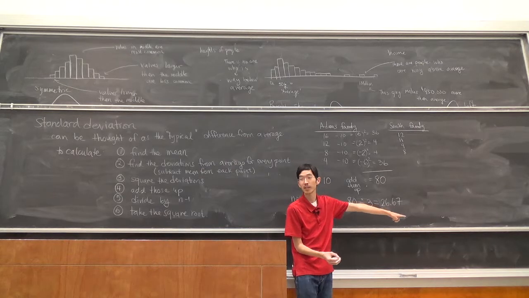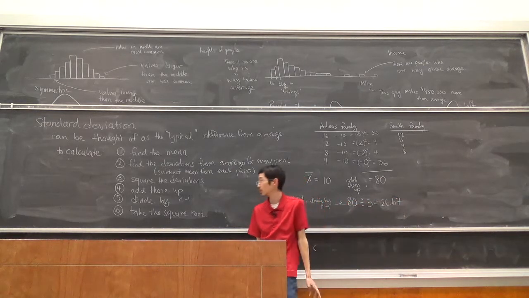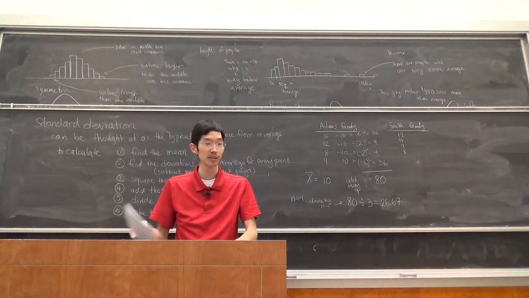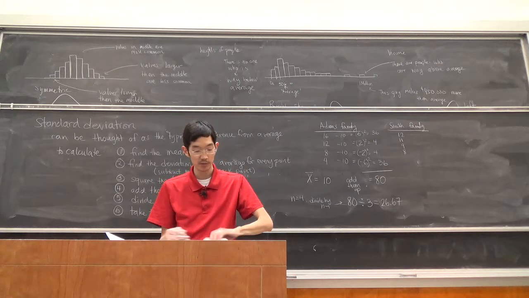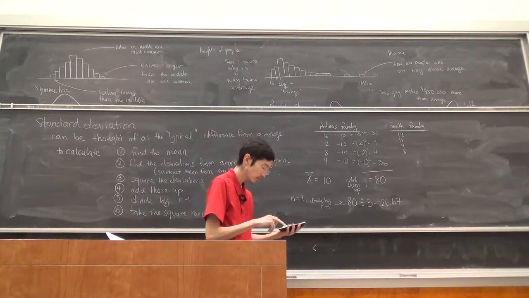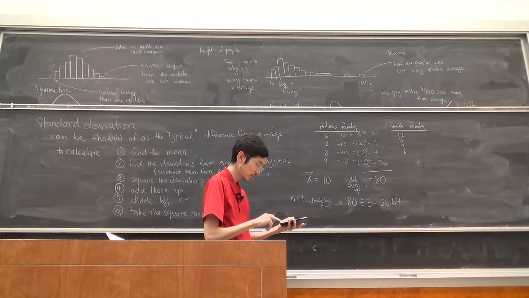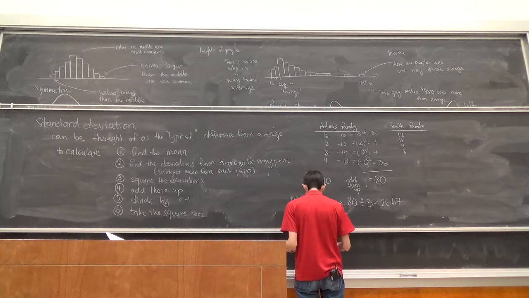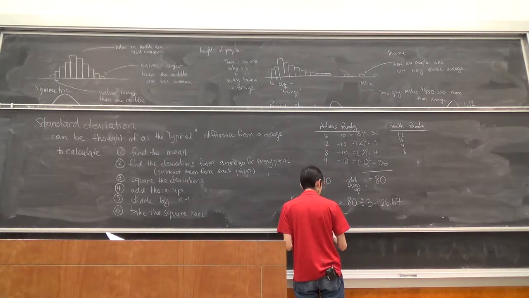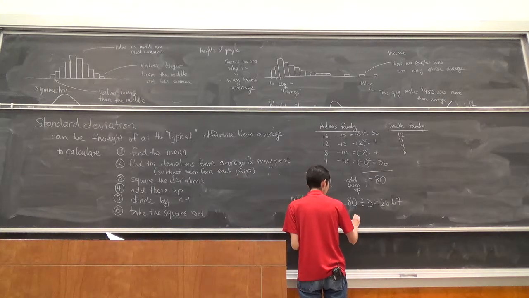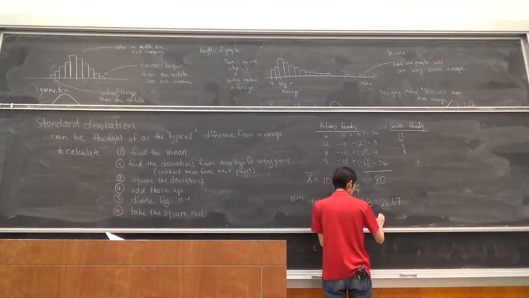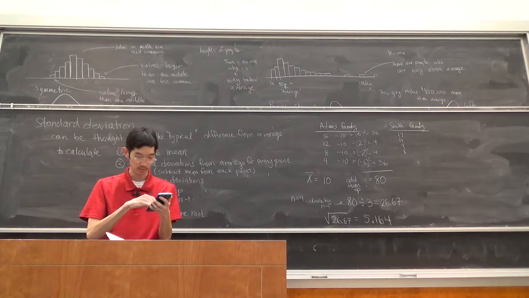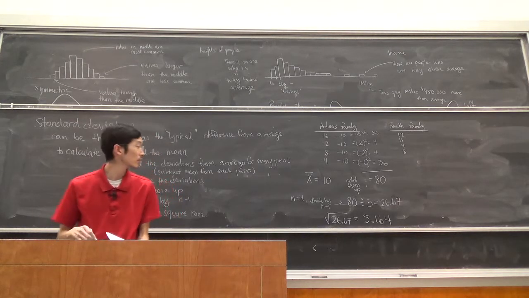Okay. 26.6667, whatever. How many decimals are there? The last one, what do I do? I take the square root. So what's the square root of 26.667? It's like 5 point something, 5.17. 5.164. So the square root of 26.67 is 5.164. Is that good?